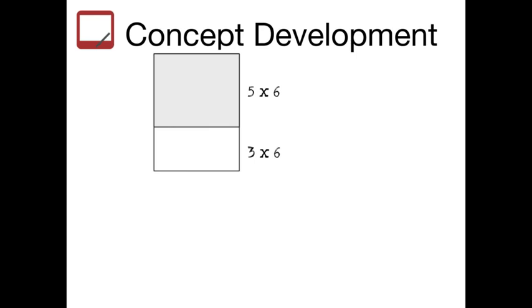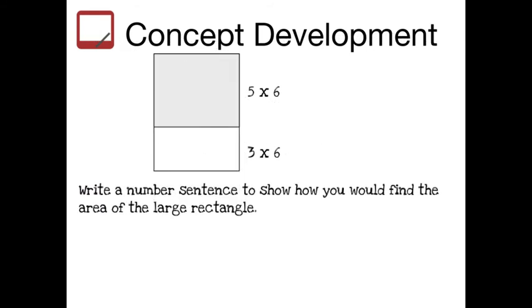All right, so another way to solve this problem other than 8 times 6 is to break one side apart. We're going to break one side, the side that is 8 centimeters long, into two separate rectangle sides. Write a number sentence to show how you would find the area of the large rectangle altogether. So think about last lesson when we took two rectangles and we added them together.